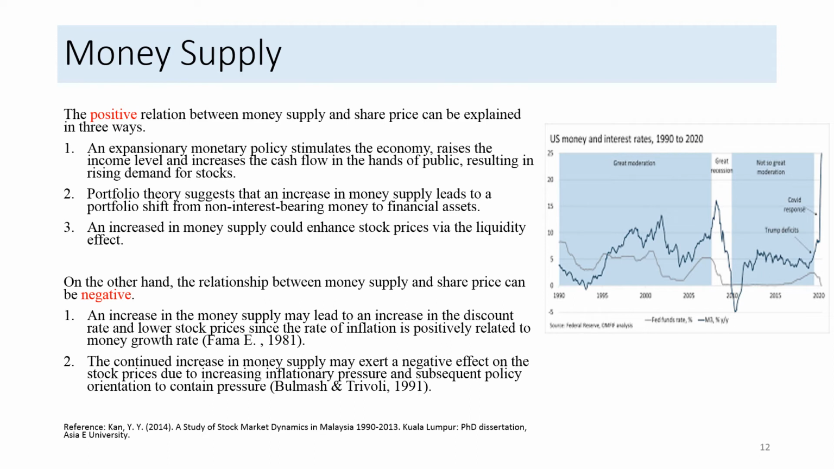The positive relation between money supply and share price can be explained in three ways. First, an expansionary monetary policy stimulates the economy, raises the income level, and increases the cash flow in the hands of the public, resulting in rising demand for stocks and other financial assets.